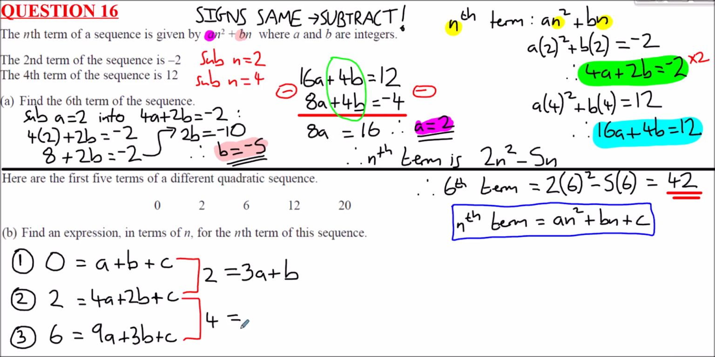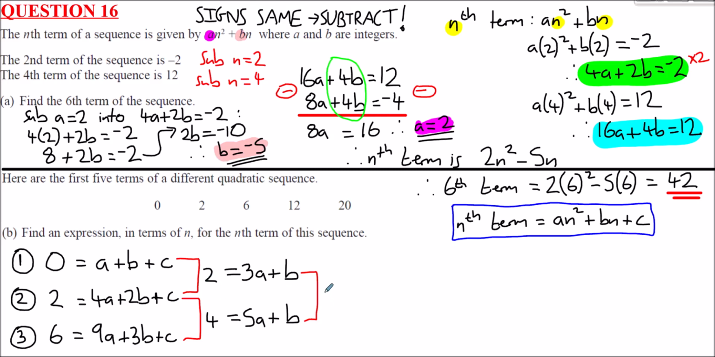9a take away 4a is 5a. 3b take away 2b leaves me just 1b. And again, the c's cancel. Now we go again. Do the bottom, subtract the top.